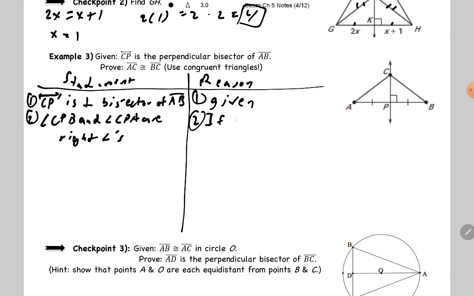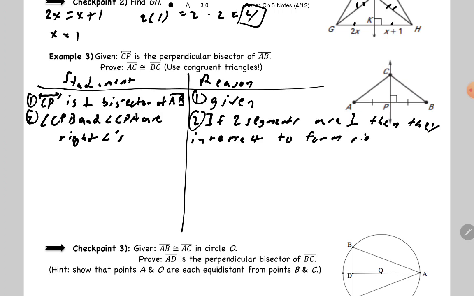And that says if two segments are perpendicular, then they intersect to form right angles. That is the definition of perpendicular lines or segments. Okay. So we have two right angles here. Okay, we also know that AP is congruent to PB.